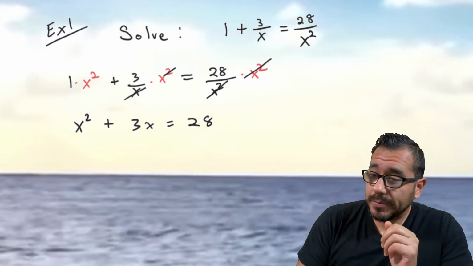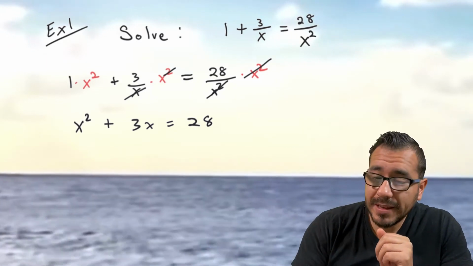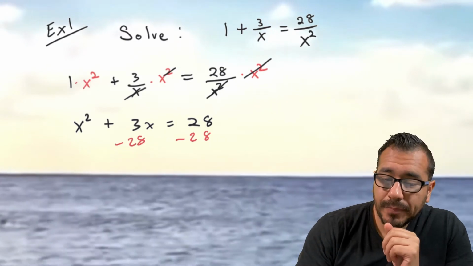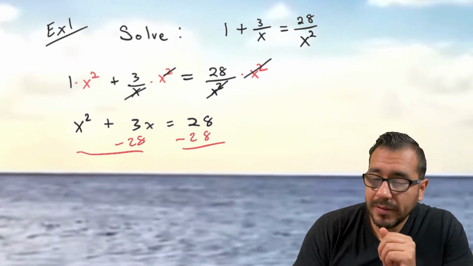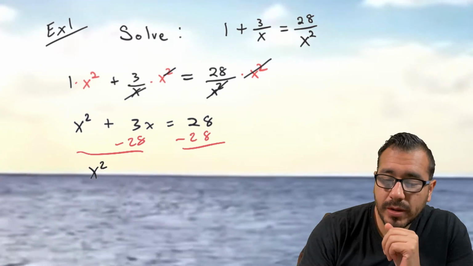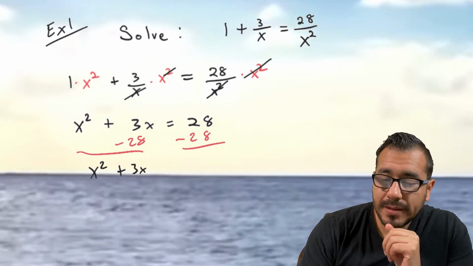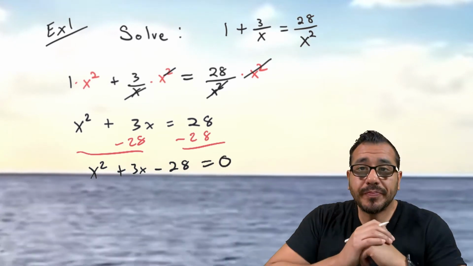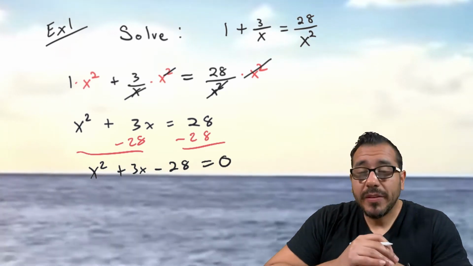So what we want to do here is, since I have a quadratic, we set one side equal to 0. So I'm going to move that 28 to the other side. So minus 28, minus 28. All right, so we subtract 28 from both sides, and you get x squared plus 3x minus 28, and that equals 0.